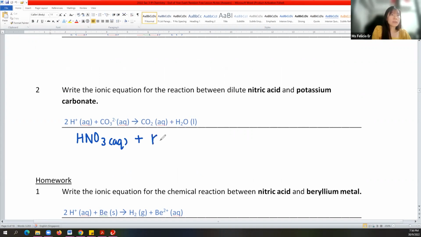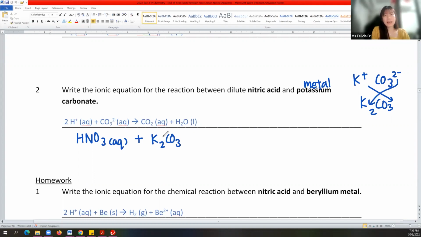For potassium carbonate, since there is a metal, whenever there is a metal, you need to do the cross product. So K+ and CO3 2-, you cross. This will be times 2 and times 1, so that means it's K2CO3. Then remember SPAN, P for potassium, they are all soluble. So potassium is soluble because potassium is P.